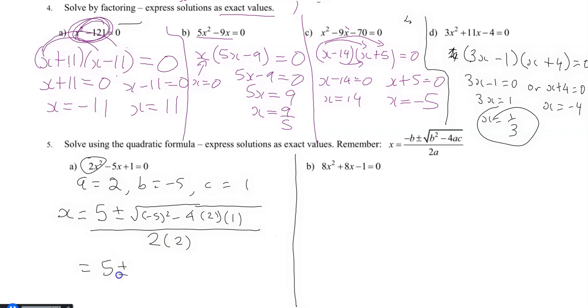So 5 plus or minus the square root. Anytime you're squaring, whatever b is, whether it is positive or negative, when you square it, you're going to get a positive. 4 times 2 is 8 over 4.